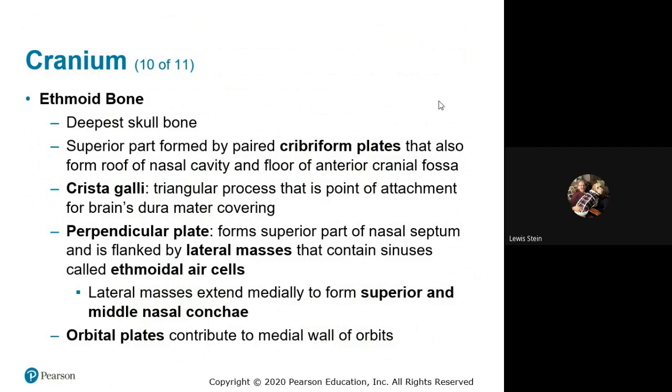So the crista galli forms because the coverings of your brain attach and pull on it. The cribriform plate is the resting place for the olfactory bulbs. That's like the switching station for your sense of smell. And then the perpendicular plate is the upper portion of the bony nasal septum. So you'll see it here, and there's other stuff.